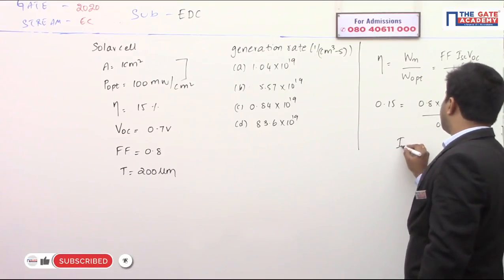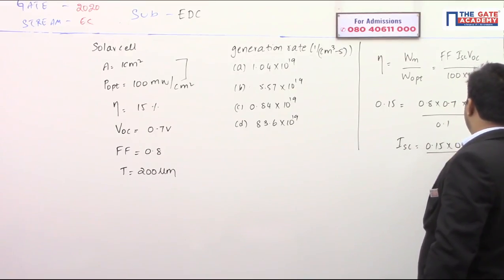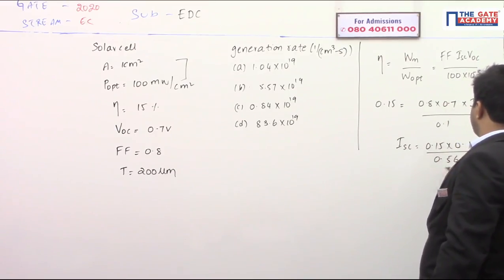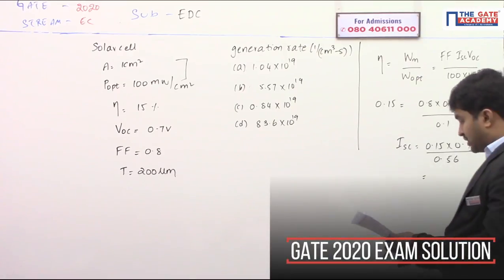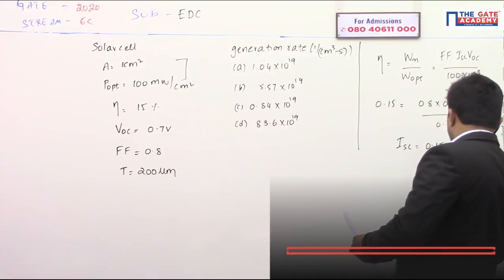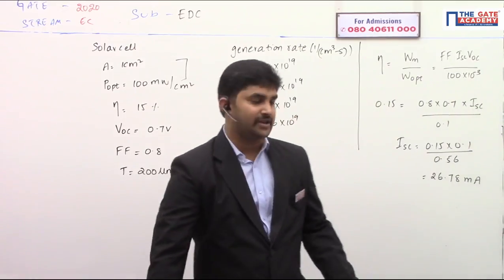So I can find out the value of ISC, which is 0.15 into 0.1 divided by 0.56. We can calculate this value. I think this value will come to 26.78 milliampere. This is the value of ISC that we are going to get.